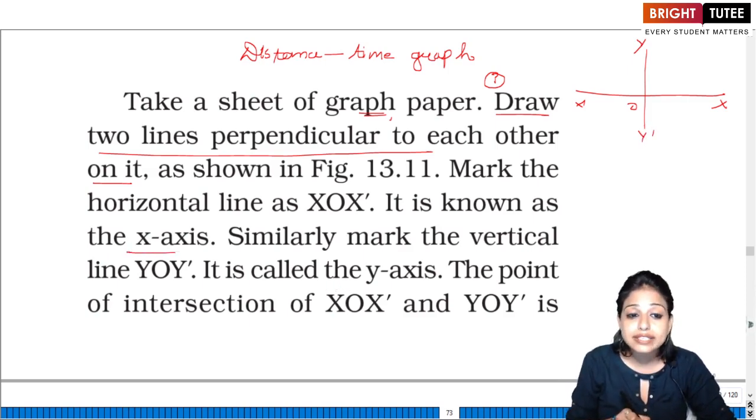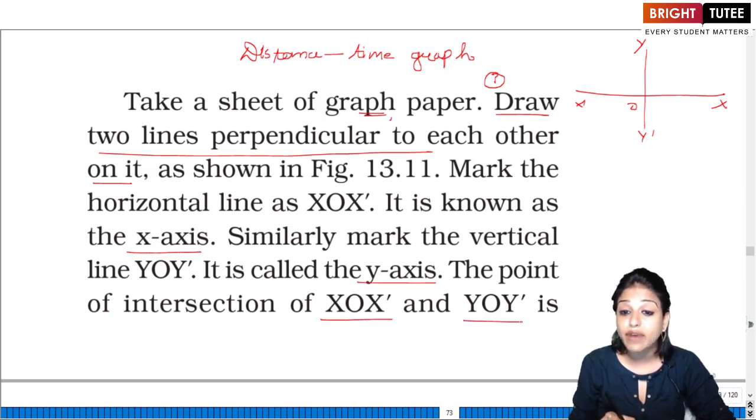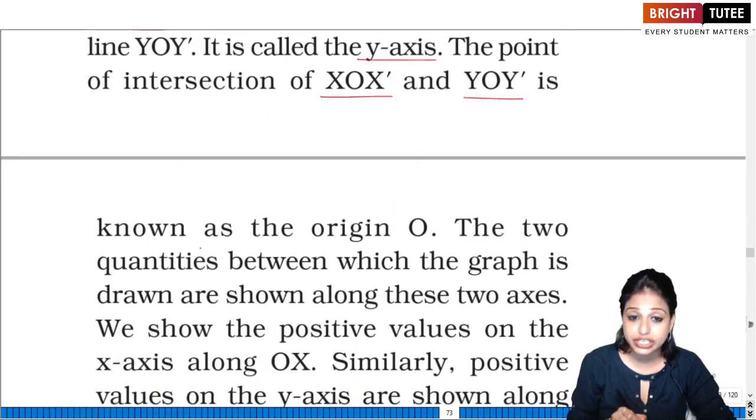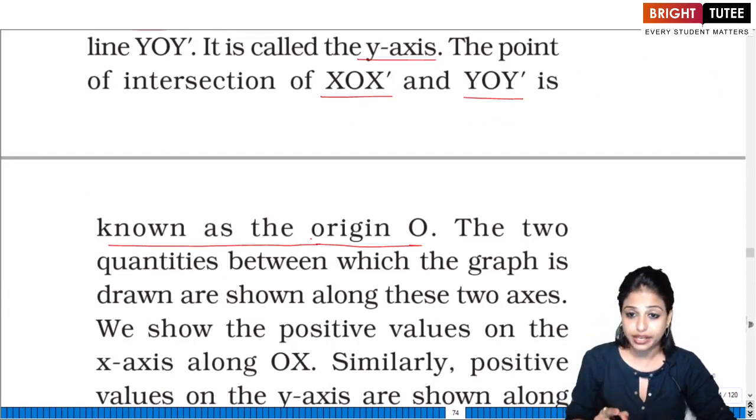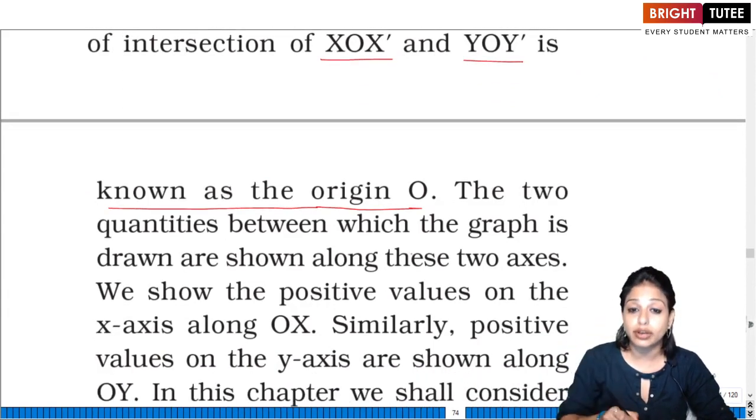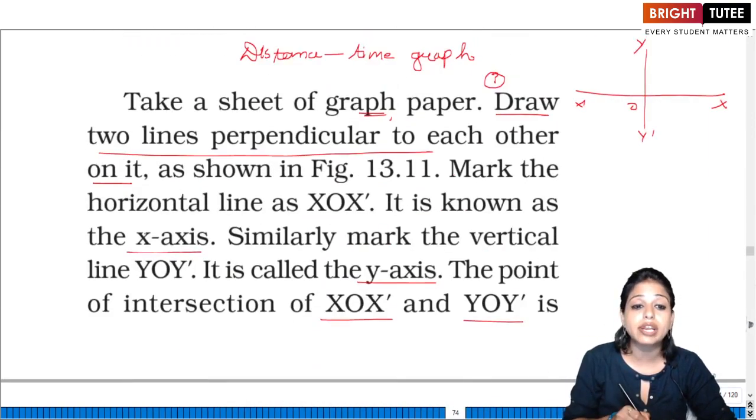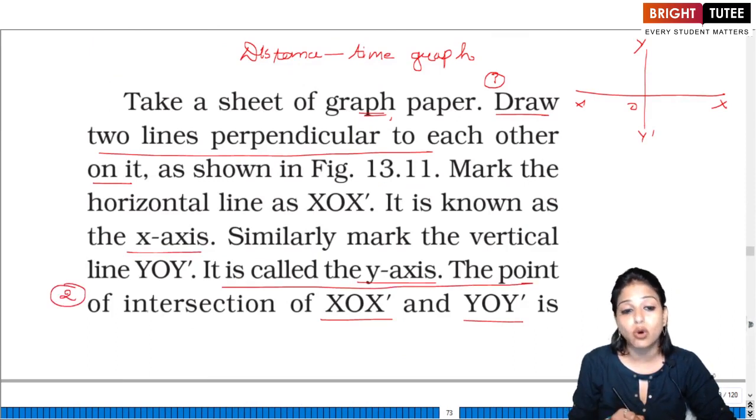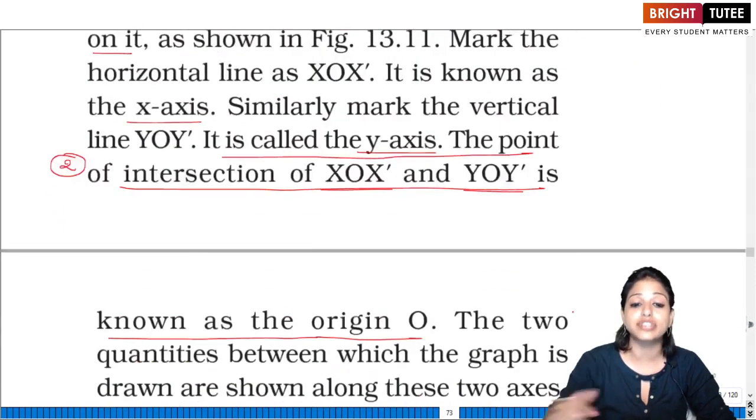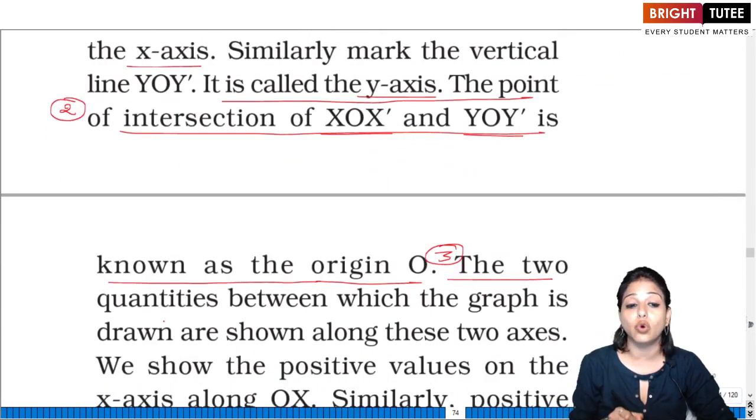We call these two axes the x-axis and the y-axis, and the point of intersection of XOX dash and YOY dash is what we call the origin. That is the point from where everything begins. Now the two quantities which we have to draw a graph between, this is my third point. So the first point was to draw the two perpendicular lines. Second, mark them as XOX dash and YOY dash, and the point of their intersection is called my origin. Now point number 3 is that we look at which two quantities are going to go on my two axes.